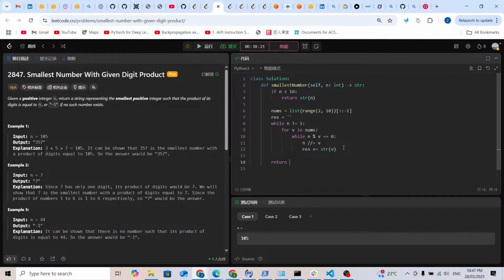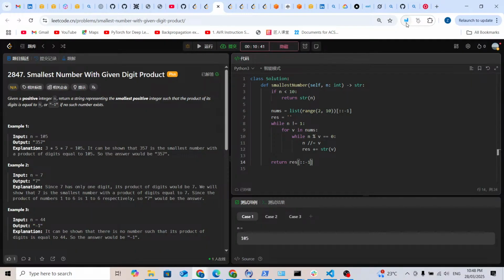Now what's going to be the final result? So the final result is going to be the result, but I need to reverse the result. So this is going to be the final result. Yeah, but this is not yet finished.